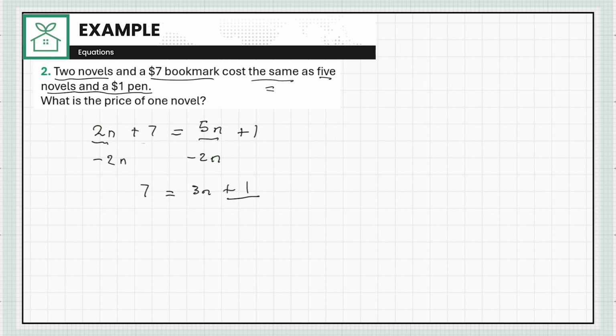We want to get rid of this additional term, so we're going to take away 1 from both sides. 6 is equal to 3n, or 3n is equal to 6. Divide both sides by the coefficient in order to get the pronumeral on its own. So 3n divided by 3 is just n, and 6 divided by 3 is just 2. That means the cost of the novel is $2. And that's a very cheap novel.